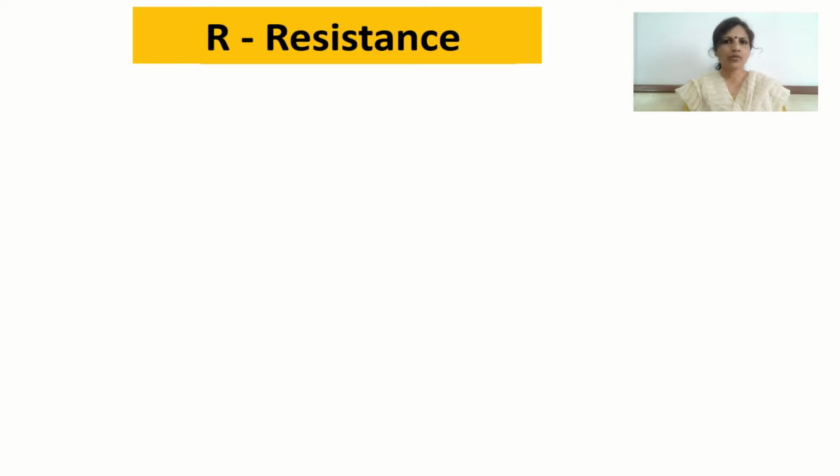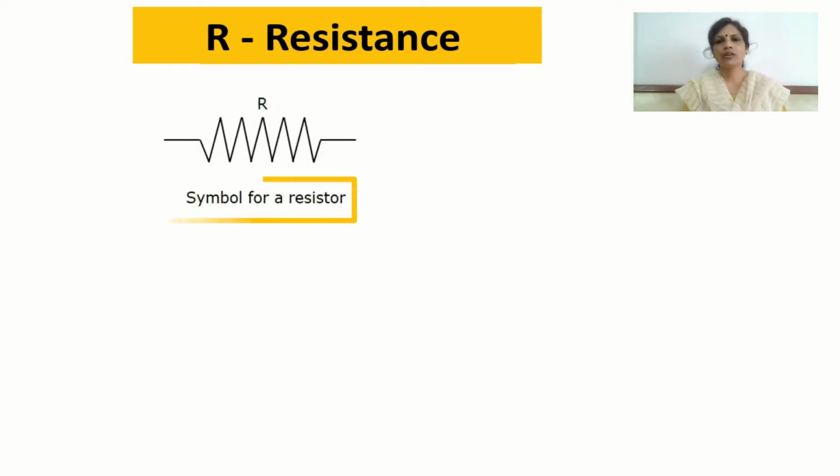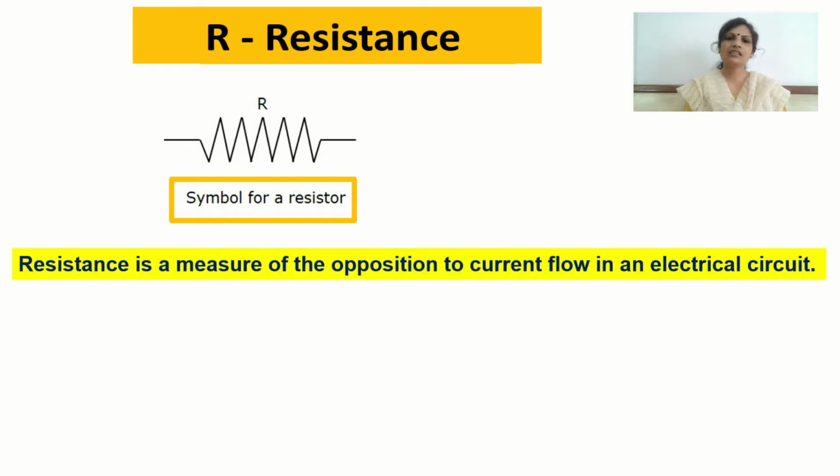When we have to show a resistor in an electrical circuit, we use this symbol, and it's very important to note that the device which is used in an electrical circuit is the resistor, and its property to oppose the flow of electric current is called resistance. So we can say that resistance is a measure of opposition of current flowing in an electrical circuit.